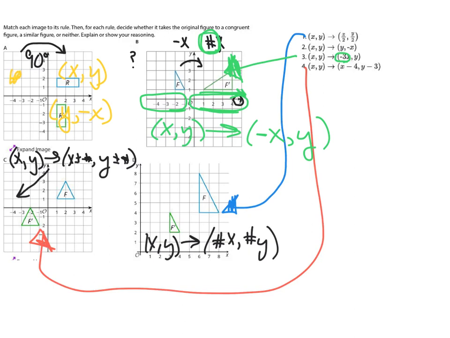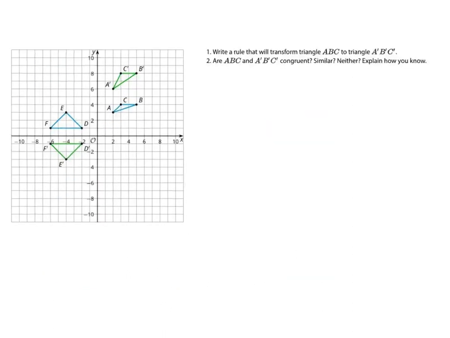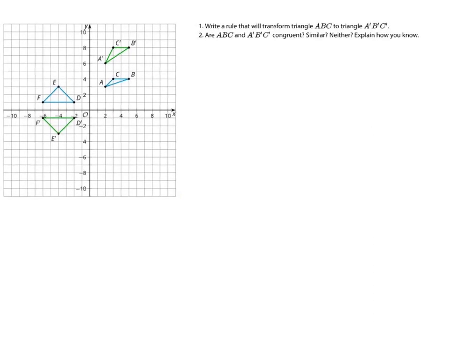I always find this one is the hardest for me to remember and figure out, so I have to work a lot harder to remember it. All right, let's write rules. I find these to be a little bit challenging, so let's see if we can figure a way out to make it a little bit easier. So let's write a rule that will transform triangle ABC to triangle A prime, B prime, C prime.